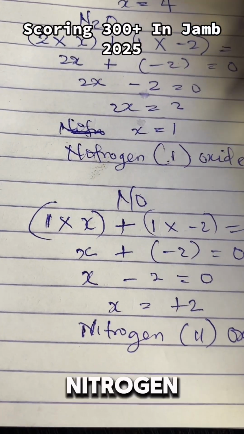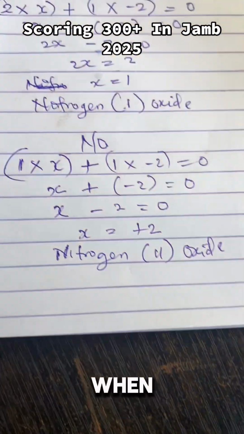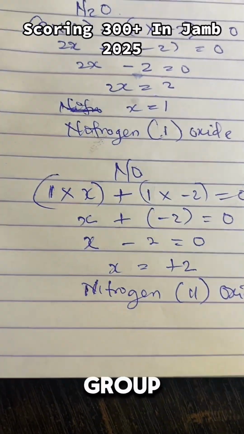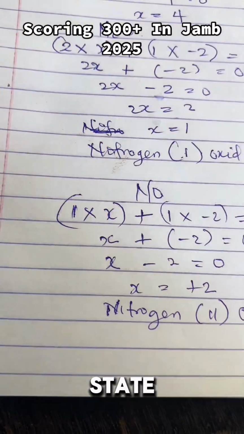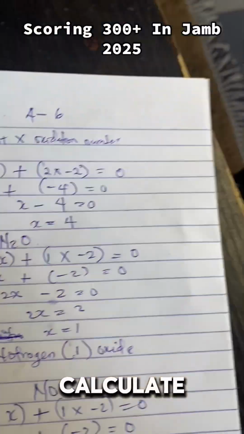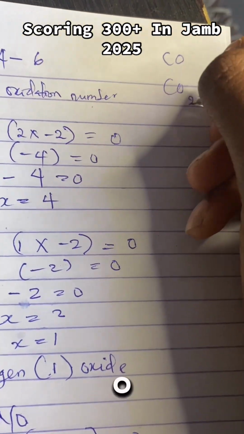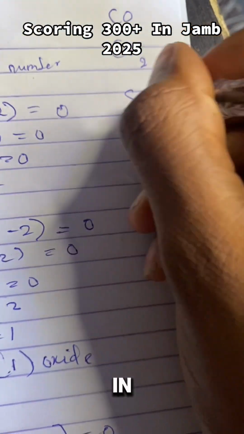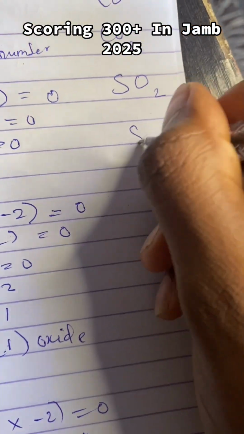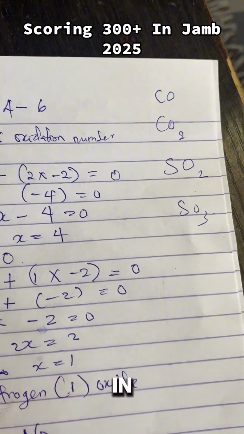You've seen that with the same nitrogen, the oxidation state is 4 here, 1 here, and 2 here. So when you see compounds in group 4, group 5, and group 6, their oxidation states are bound to change in compounds. Now what I want you to do for me is to calculate the oxidation state of carbon in CO and CO2, and the oxidation state of sulfur in SO2 and in SO3. Give me your answer in the comment section.